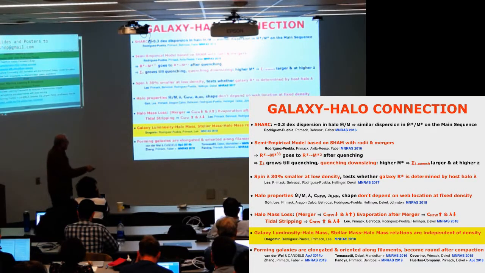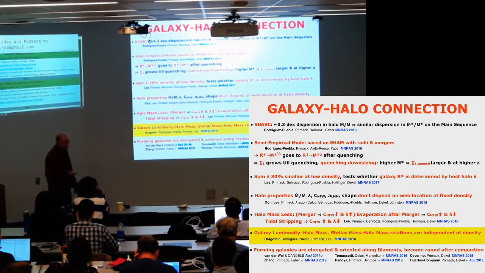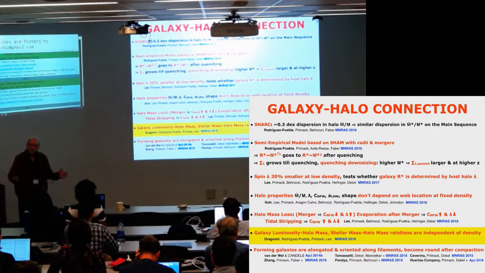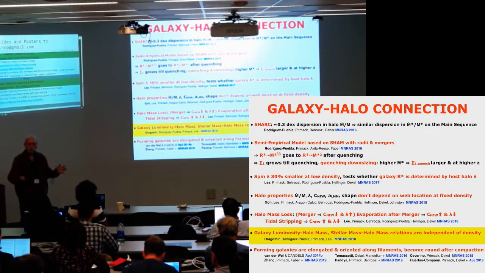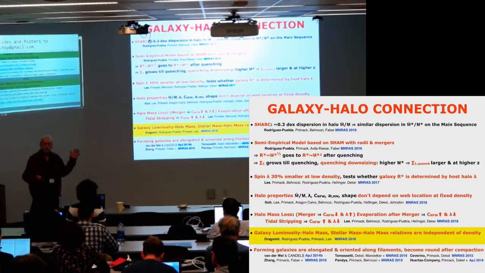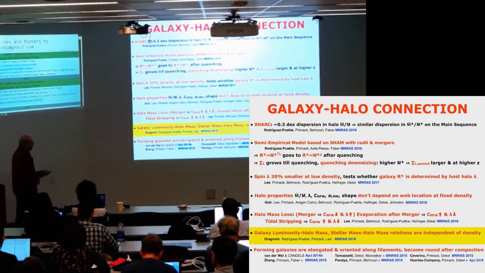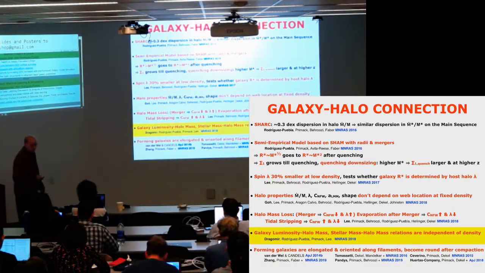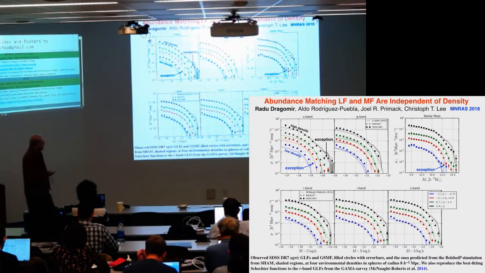Does the stellar mass halo mass relation or the galaxy luminosity halo mass relation, these standard relations, depend on density? I've just told you halo properties do depend on density. What about abundance matching? Good news, this was a project led by an undergraduate, Radir Dragomir and Aldo. The good news is no.